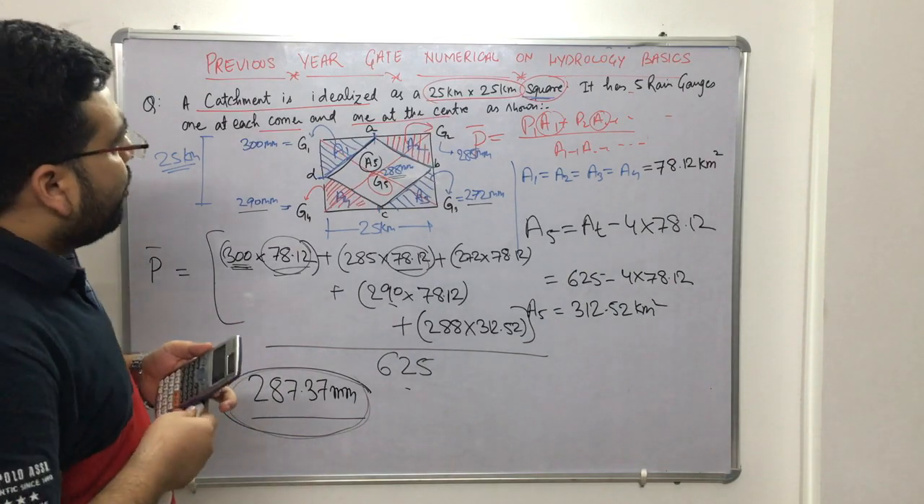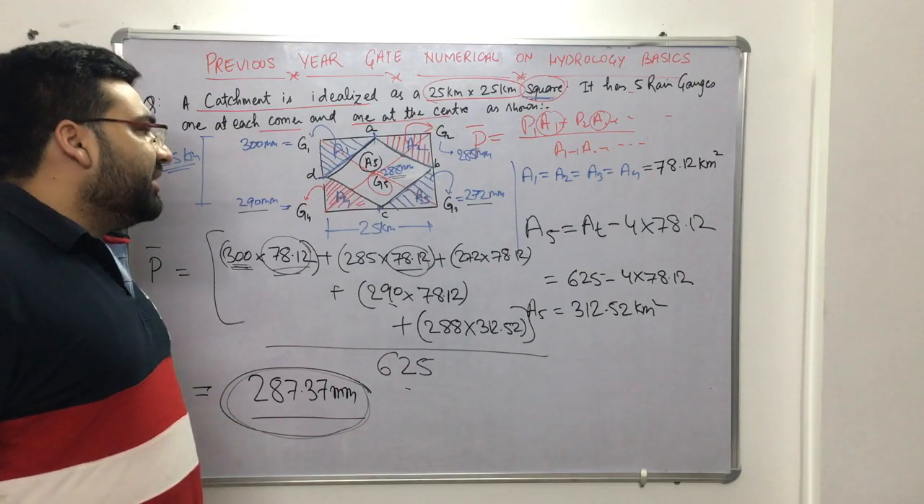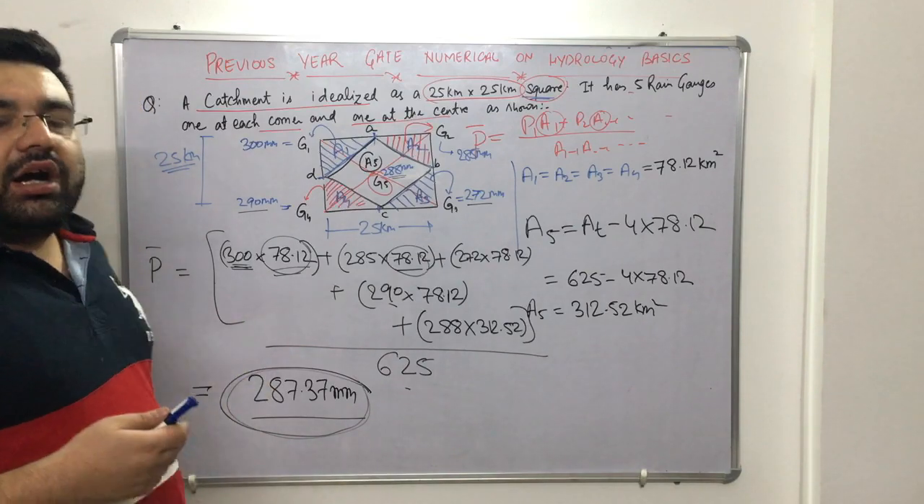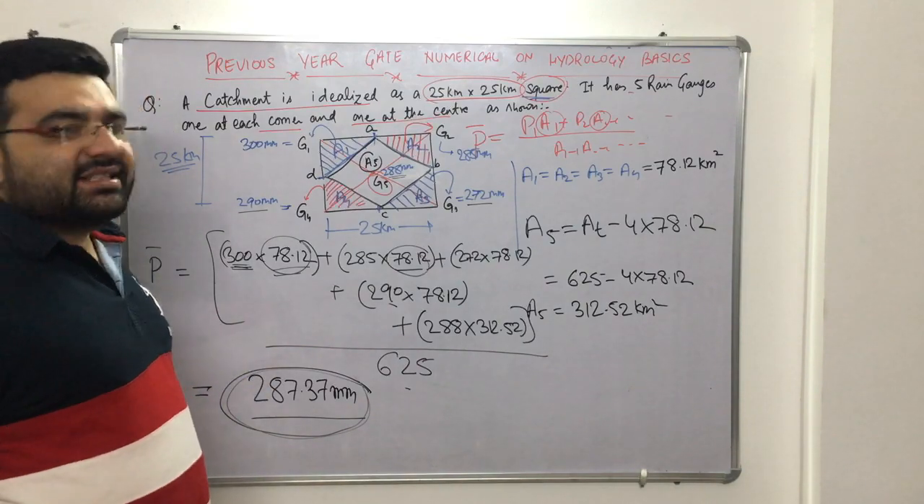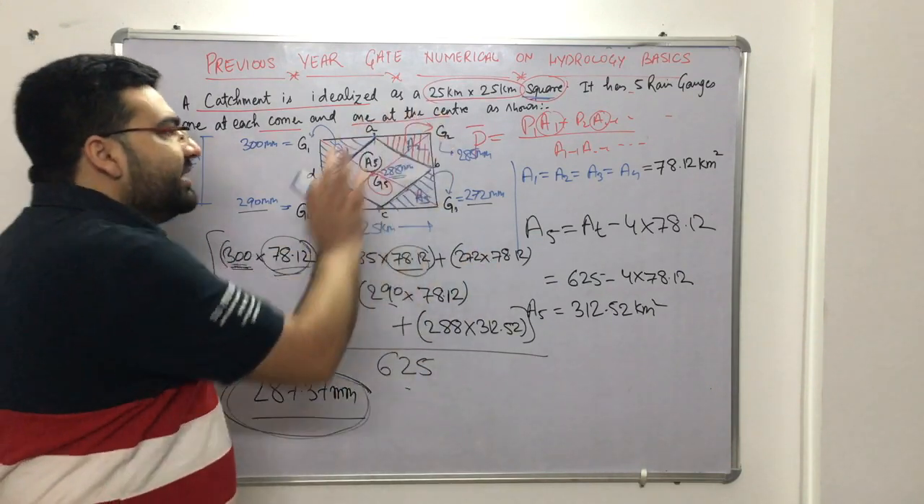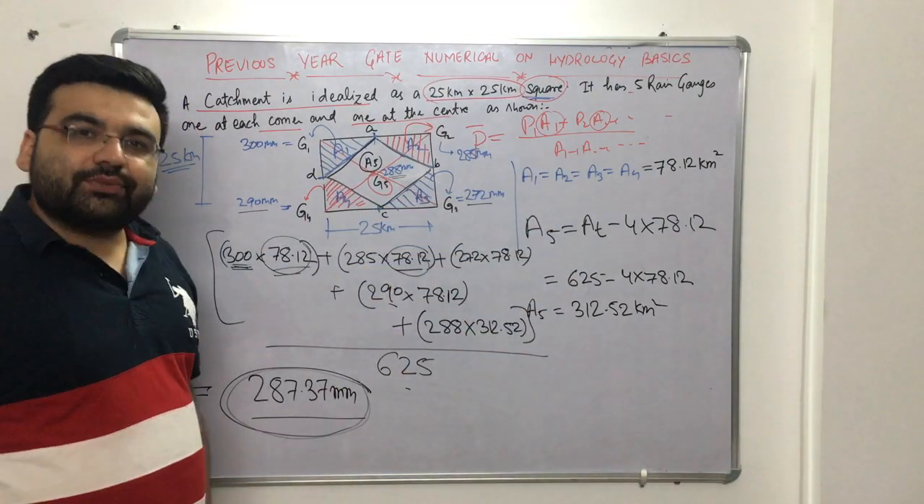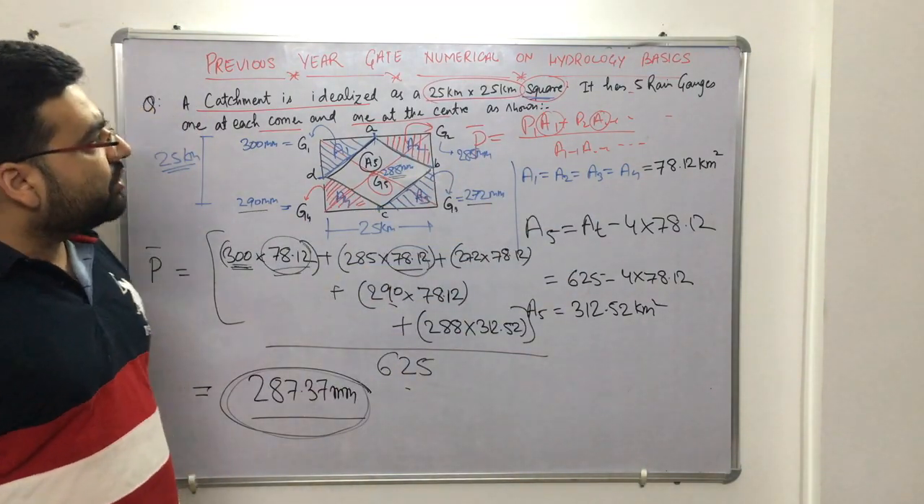Clear? So this was the question which I found a bit tricky. It was a very straightforward question, although, but you have to apply basic common sense and basic geometry. You will get the answer, right? Otherwise the formula is the same, that you have to calculate the weighted area and weighted factor and you will get the answer, right? So I hope that you have understood this numerical.